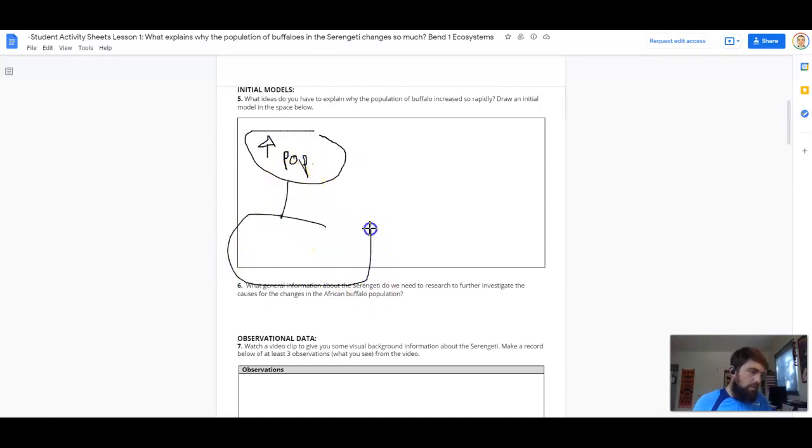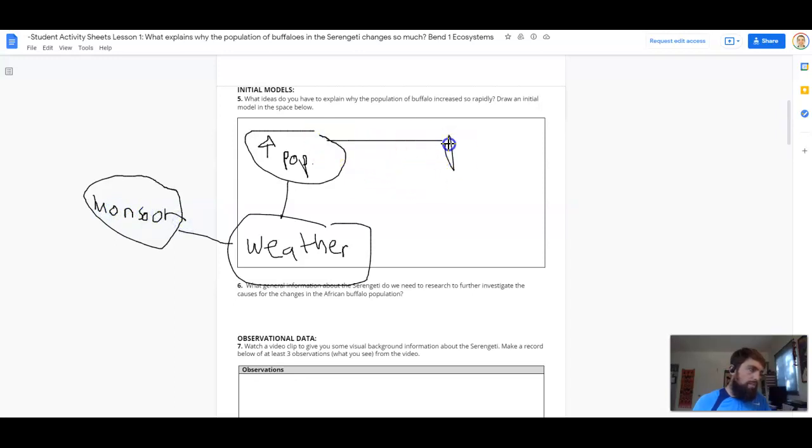And then you could do weather, right? And what happens with weather? Could be monsoon, like we have here. Could be predators. What else? Think about what else it could be. Maybe one of their mates, more mates available. Maybe there could be some other factors that are causing their population to grow.